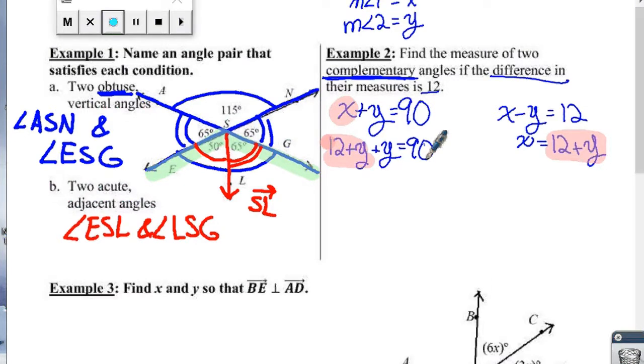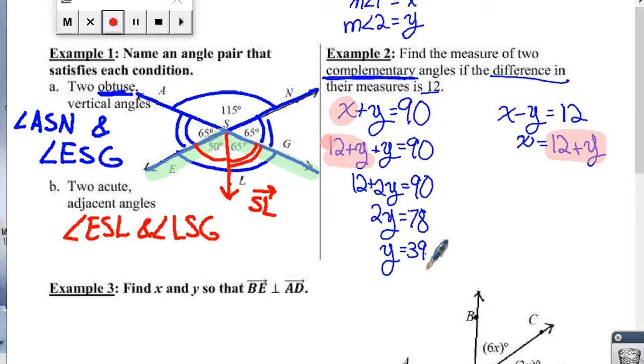So we combine our like terms, and we have 12 plus 2y equals 90. Subtract 12 from both sides, and 2y equals 78. Divide both sides by 2, and I get y equals 39. Now that gives me the value of y.